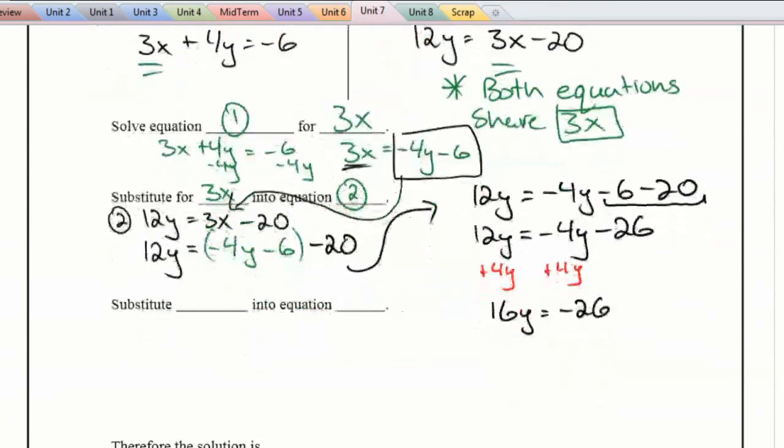And then divide both sides by 16. That's going to give me y is negative 26 over 16. Can I simplify that any further? It looks like I can pull a 2 out of both the top and bottom, and I end up with negative 13 over 8.